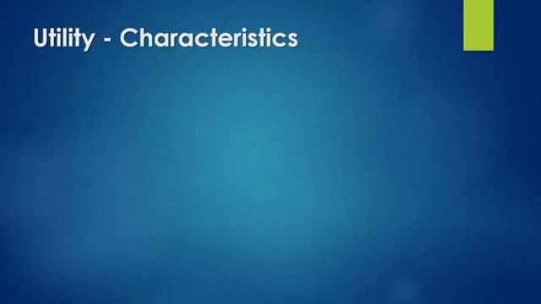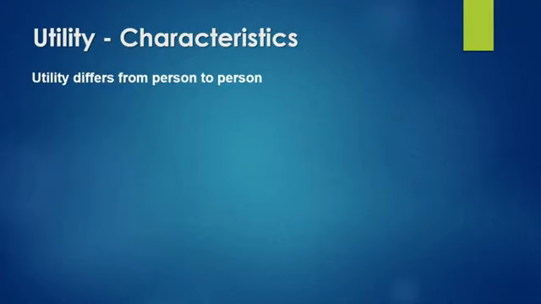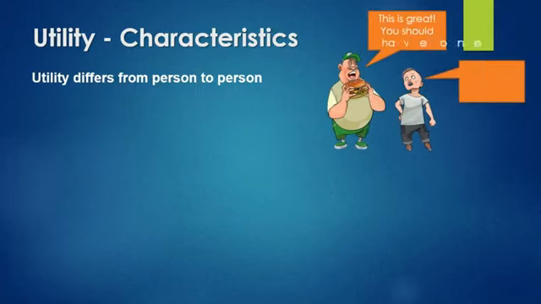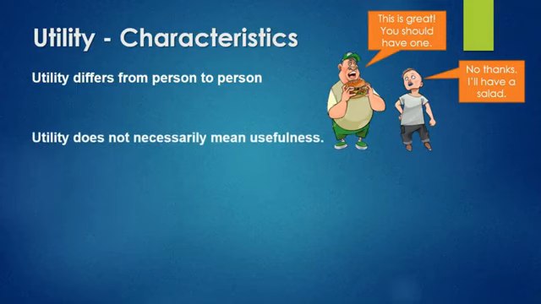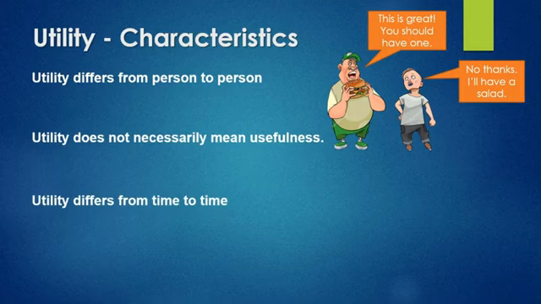Looking at some characteristics of utility: utility differs from person to person. This means that one person might enjoy a good where another person might not enjoy that same good. Utility does not necessarily mean that a product is useful. If we use cigarettes or alcohol as an example, people derive satisfaction from those goods, however, they are not necessarily useful.